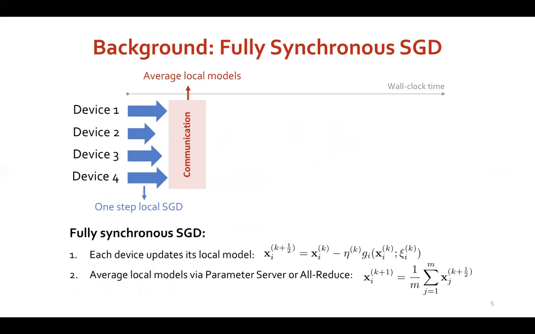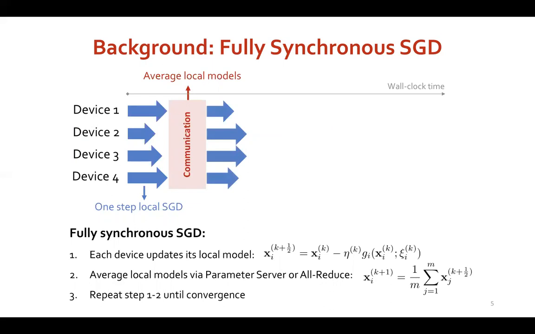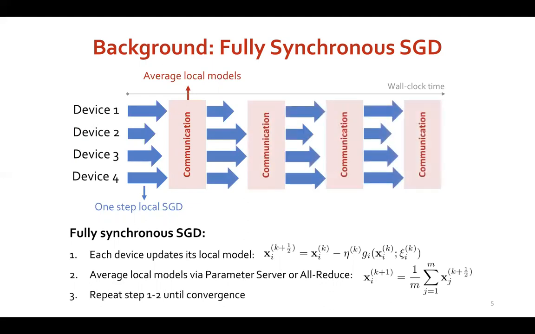After this aggregation step, the model at the ith worker will just become an average of all the workers' models. So all the workers achieve consensus whenever we do this communication step. And after communication, the process just repeats. Again, all the workers do one local update and then communicate and so on. So this is the vanilla fully synchronous SGD mechanism.